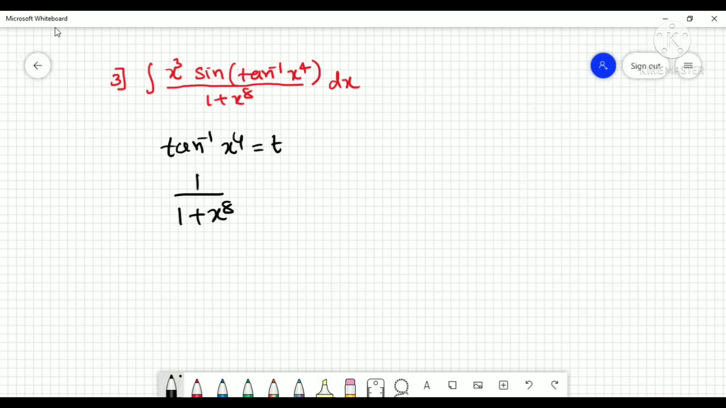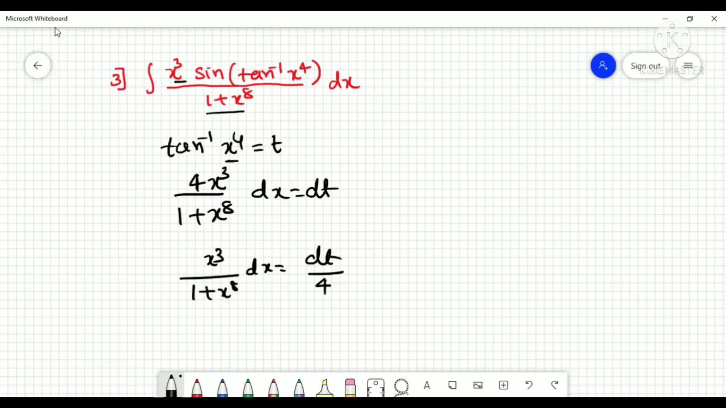Now, x power 4 is there. Again we have to differentiate. This is a composite function. Differentiation of x to the power of 4 is 4 x to the power of 3. Now I need x cube by 1 plus x power 8 here. So x cube by 1 plus x power 8 dx, what can we write? dt by 4 we can write. These two values we will substitute in the given integration.